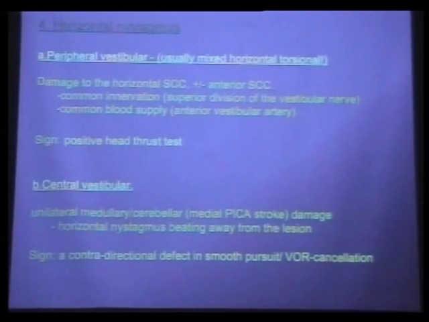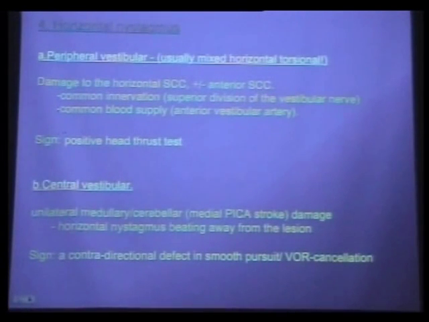Horizontal nystagmus is different. Some of these can be caused by peripheral vestibular disease. Usually, by the rules of the game, there should be a mixed horizontal torsional component. But once in a while, you're going to see somebody in whom, for all the world, it looks just horizontal. And that's possibly because there's an innervation or common blood supply here.